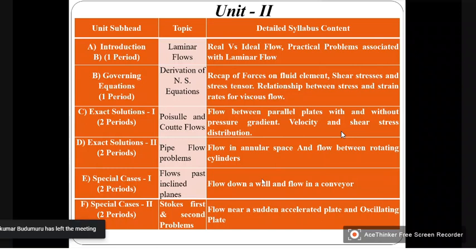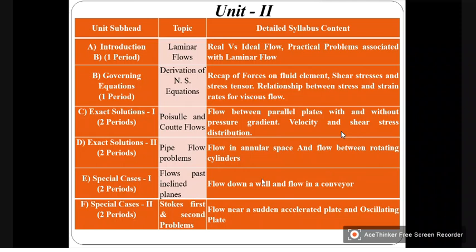This is the syllabus for Unit 2. The basic difference between real and ideal flows, and what are the practical problems associated with laminar flow. So before developing or deriving the governing equations, we will consider something about the forces on fluid elements. So I already told about the presence of shear stress, and I will introduce to you what is known as a stress tensor and the relationship between stresses and the strain rates for viscous flow.